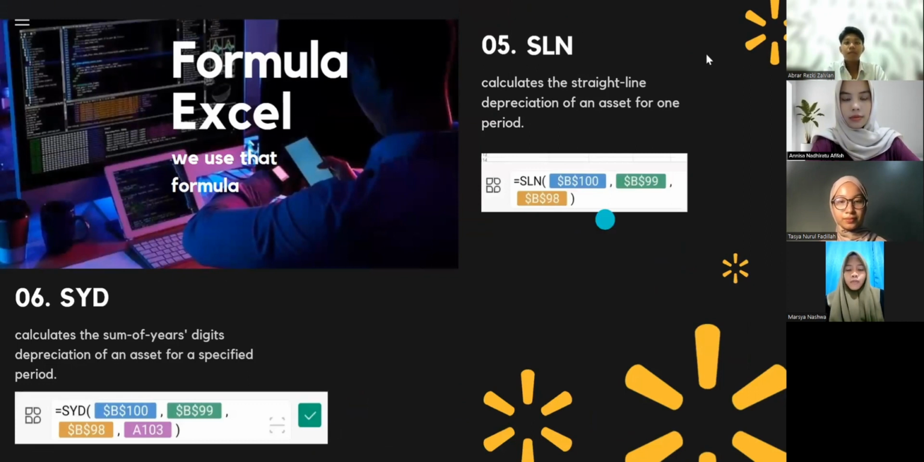Next, the formula SLN. SLN calculates the straight-line depreciation of an asset for one period. There is a formula example below. And next, SYD calculates the sum-of-years-digits depreciation of an asset for a specific period. There is a formula example below.